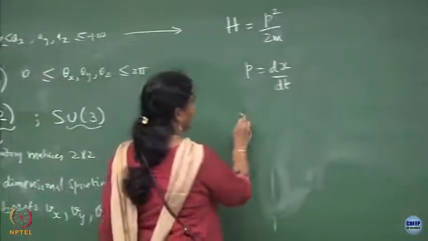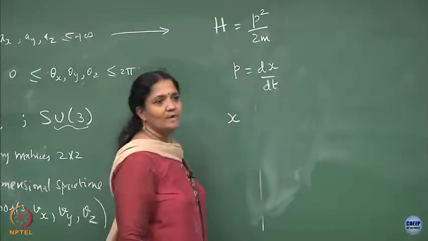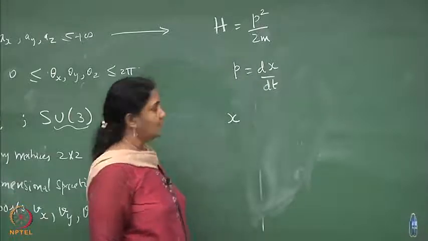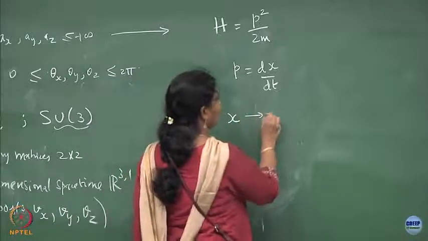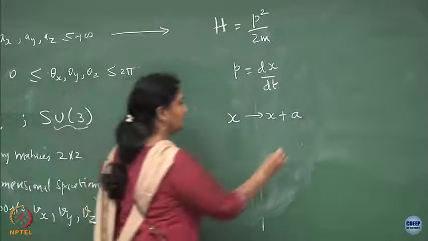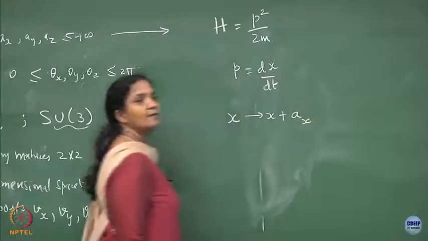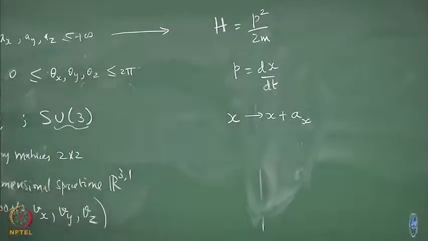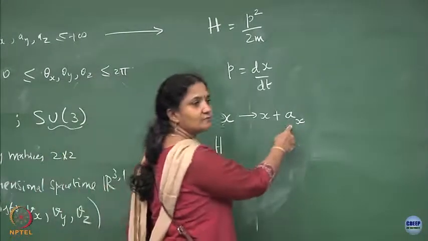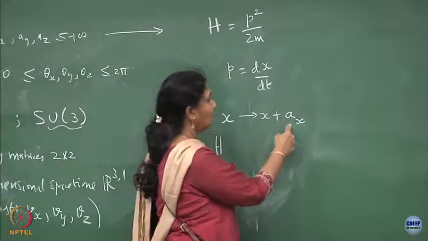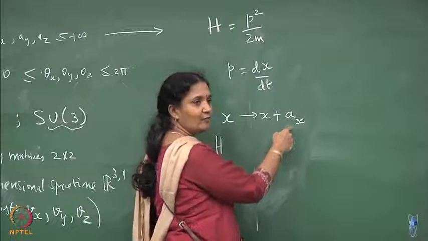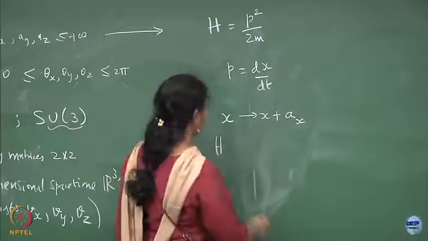Let me confine myself to a 1D problem, let us take the motion in 1D and understand translation. If you take x to x plus a, technically it is ax, the Hamiltonian is a constant. What do I mean by a constant? The time derivative of ax is 0.